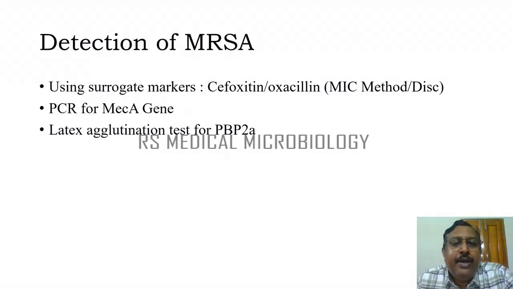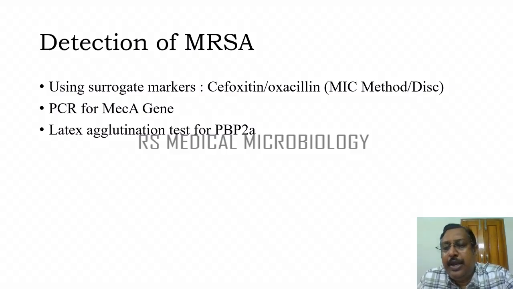So how do you detect MRSA? You can use surrogate markers in a routine laboratory, like cefoxitin or oxacillin. You can do either the MIC method or disk diffusion. You can also look for the mecA gene by PCR, or you can do a latex agglutination test for penicillin binding protein 2A, which is the altered penicillin binding protein.